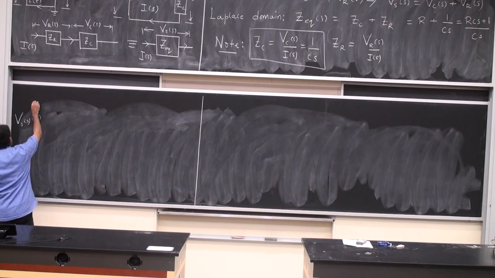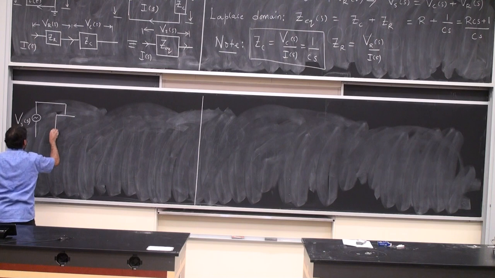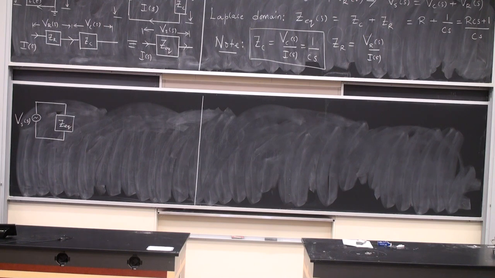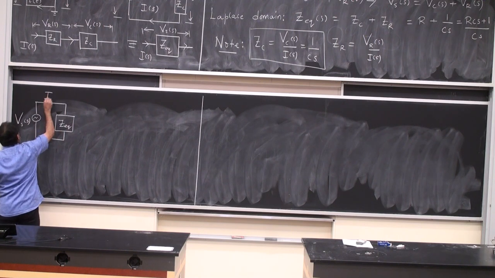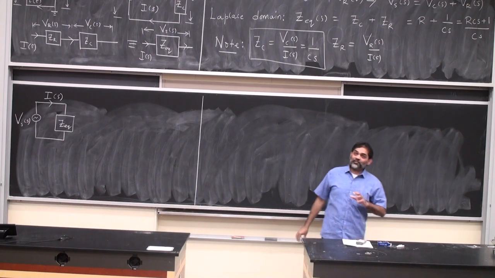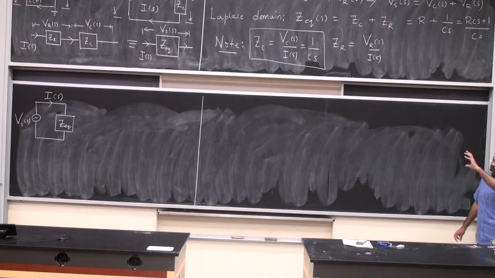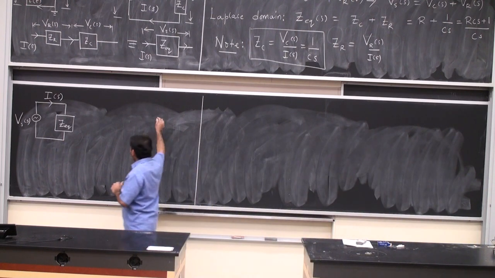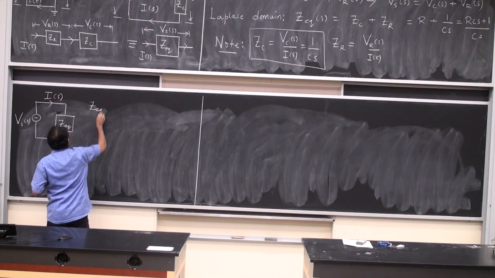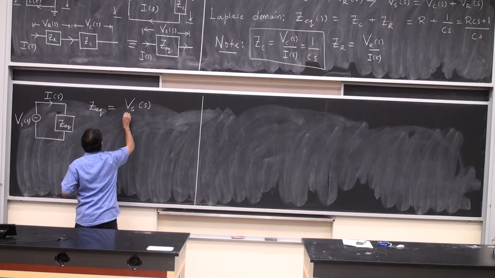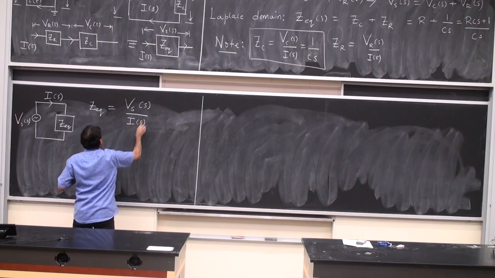Z equivalent, and the current is I of S. Obviously, you know, Z equivalent is a transfer function, so this is the ratio of the voltage across that element and the current flowing through that element in the Laplace domain. Z equivalent is Vs by I of S.